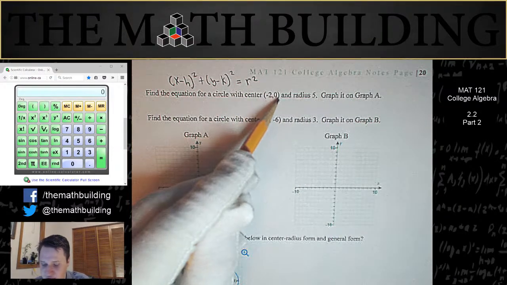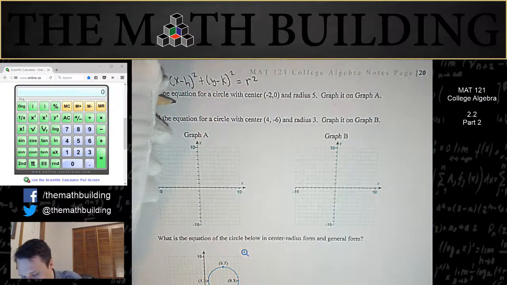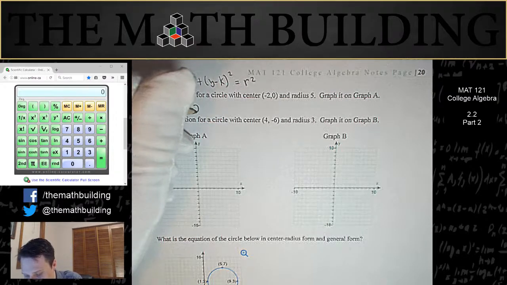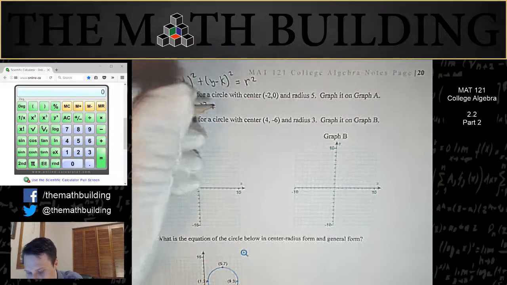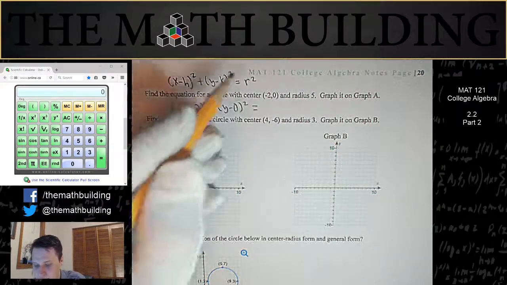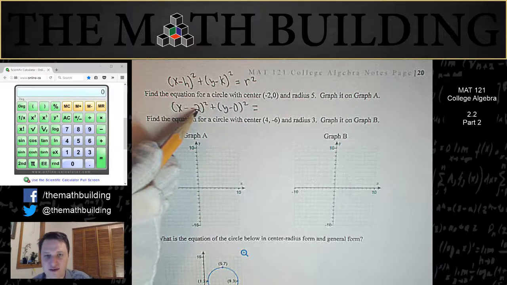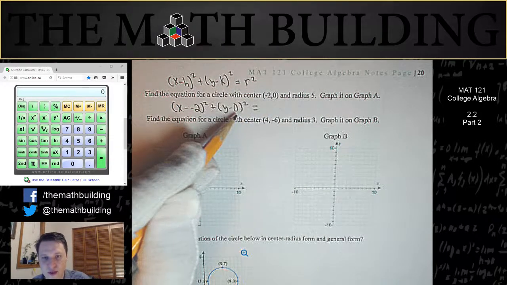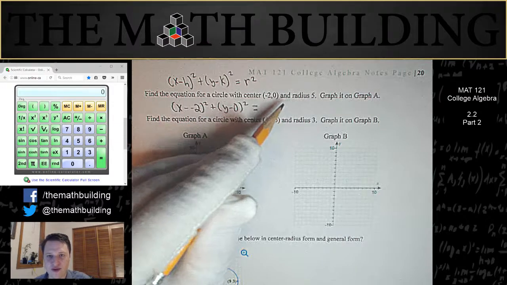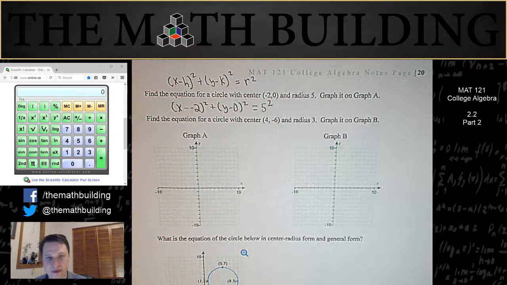The center is (-2, 0), so those are the two numbers I plug in for h and k. So it should be (x minus -2) squared plus (y minus 0) squared equals, so I just took -2 and plugged it in for h, and notice I get minus -2. And then I plugged in 0 for k. And the radius is 5, and so we need to write 5 squared. So that's how you would plug it into the formula. Pretty straightforward. Let's clean this up a little bit.